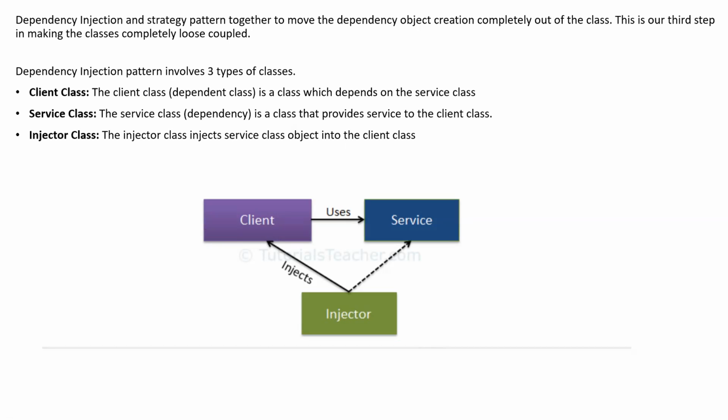Coming to the injector class, it injects a service class object into the client class. What the injector class does is inject or pass the service class object into a client class, so that instead of the client class accessing the service class, it can directly access it through the injector class. If you look at the diagram below, this is my client class and this is my service class. The client class always depends on the service class, and the service class always gives a service to the client class. Between them, the injector class injects a service class object into a client class. It gets a reference from the service class and passes this object to a client class.